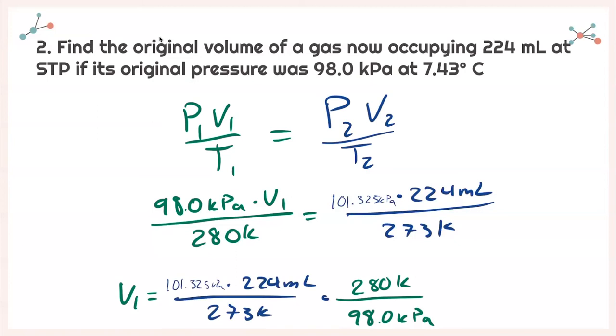All of that into my calculator, I get an original volume of 238 milliliters. Again, always make sure that your units match. If this is in Celsius, make sure that it's in Kelvin. And if your pressure is standard pressure and you're working in kilopascals, then just substitute kilopascals. No need to go to atmospheres.